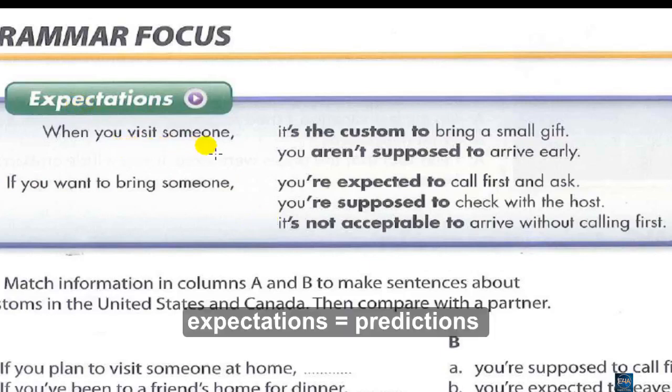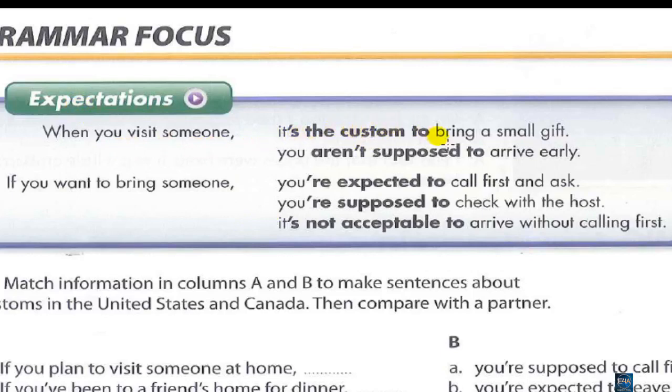Expectations, predictions. When you visit someone, it's a custom, it's the habit. It's a custom to bring a small gift. You're supposed to arrive early. So here, when you visit someone, this is present, and the second sentence is in present, because we're talking about habits. When you visit someone, it's a custom to bring a small gift, a small present. So it's a custom to plus a main verb in the infinitive, bring. You're supposed to, or you aren't supposed to, plus the main verb. So here, when you plus a sentence in present, the second sentence is: it's a custom to, you're supposed to, you aren't supposed to, and the main verb in the infinitive, bring, arrive.